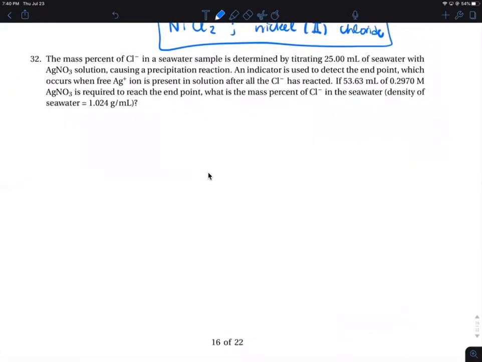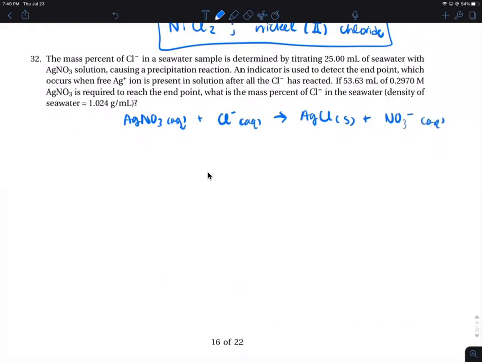So we have AgNO3. Okay, so let's try writing out the equation. So AgNO3 plus Cl minus is going to react to form AgCl, which is insoluble, and NO3 minus.